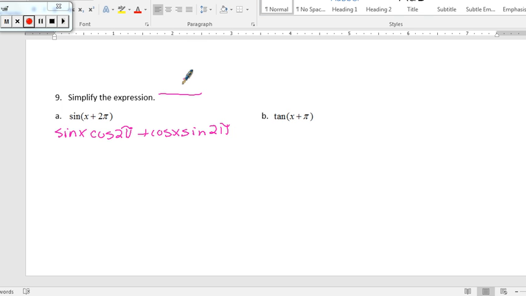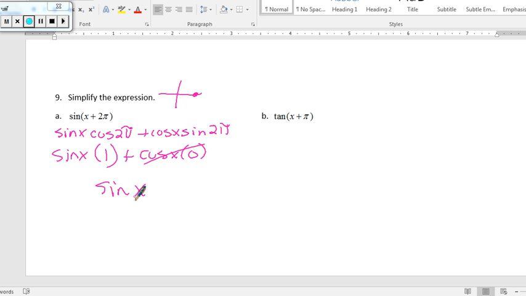So at 2 pi, we're sitting right here. When we're at 2 pi, the cosine is 1. And then the sine at 2 pi is 0. So this whole term will drop, and what we are left with is sine x.